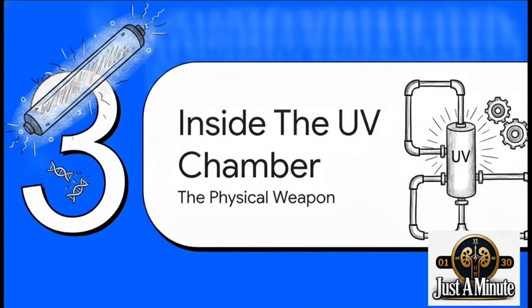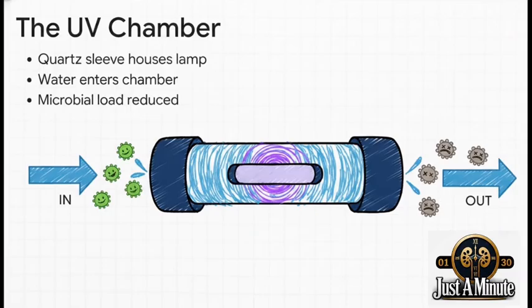Section 3. Inside the UV chamber, the physical weapon. So we know the microscopic damage being done, right? But what does the actual physical machinery look like in a working dialysis water system? Well, first you've got a clear quartz sleeve that houses the UV lamp. And quartz is used because it allows specific UV wavelengths to pass through completely unblocked, unlike standard glass. Second, the water flows directly into an exposure chamber. Third, as that water is forced precisely around the quartz sleeve, it gets blasted with intense radiation. Ultimately, this really intense, calculated exposure successfully reduces the microbial load.